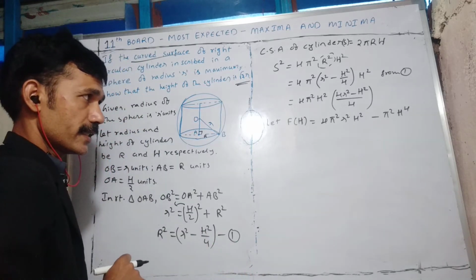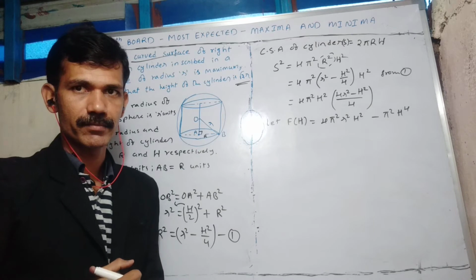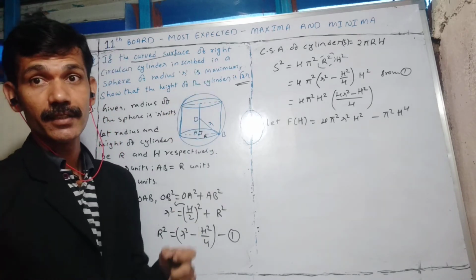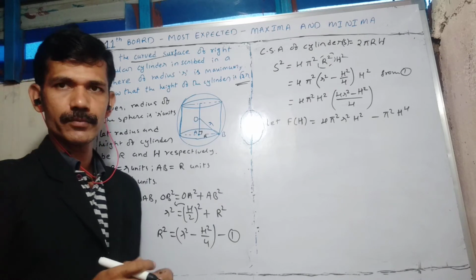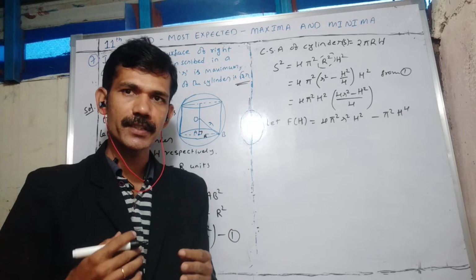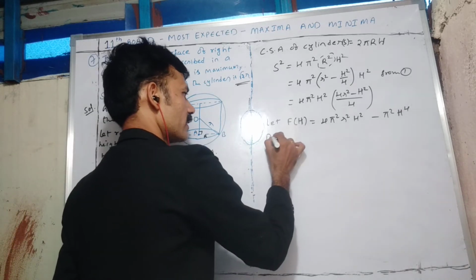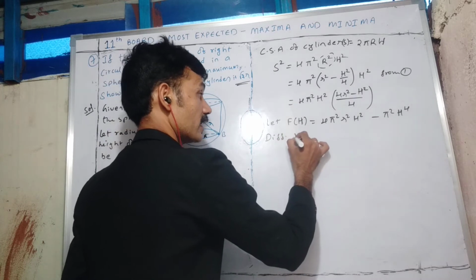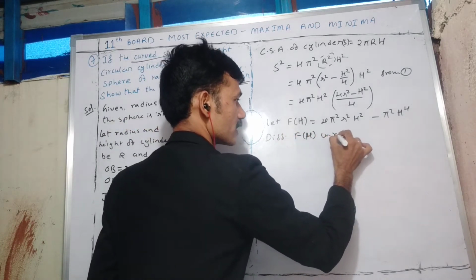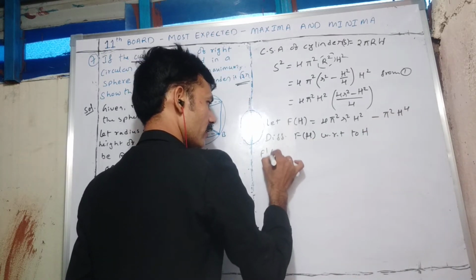Next, f of H we know; for H we got some expression. We have to find when it is maximum. They have given that it is maximum, so we have to apply the second derivative test. For that we have to differentiate this f of H twice. First we will differentiate f of H with respect to H, so that we will find f dash H.